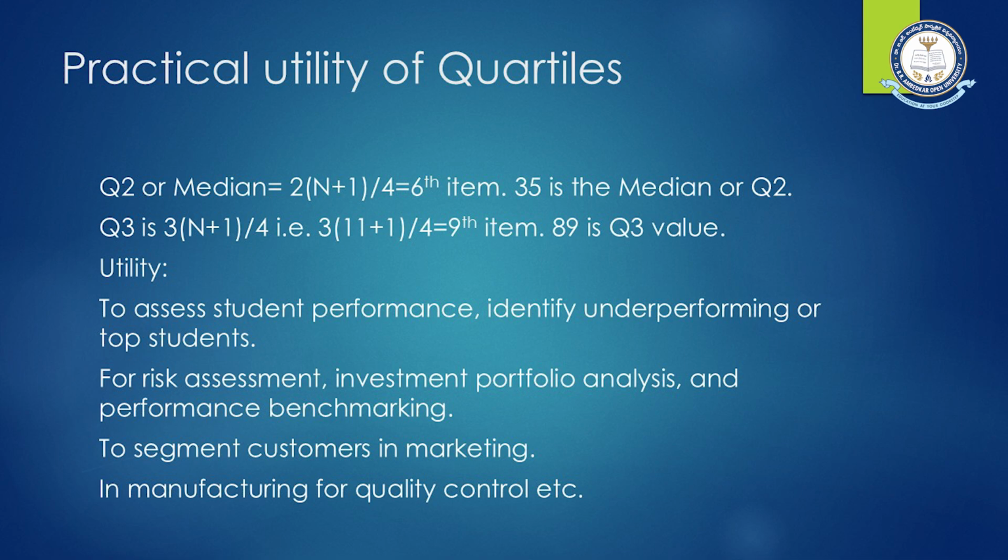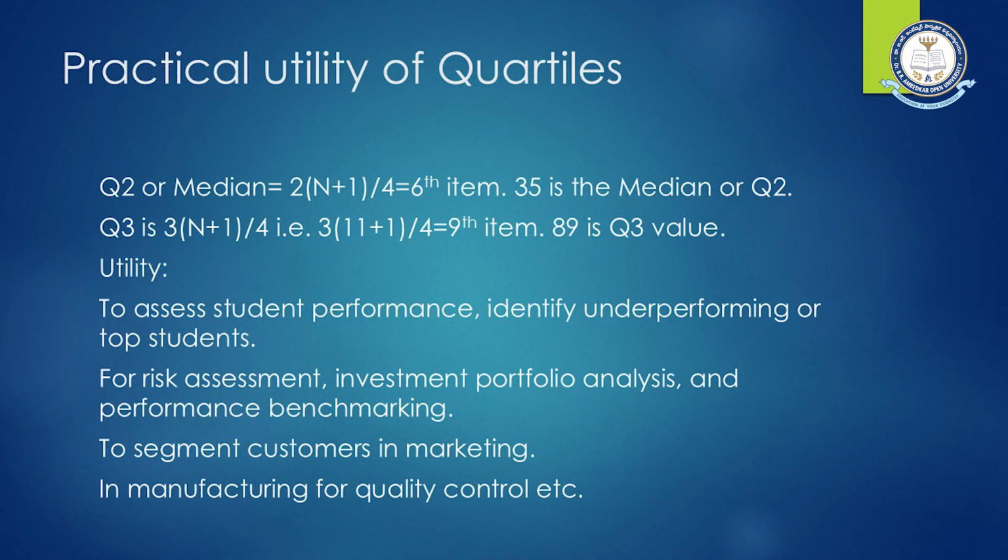So, for example, in the above example 11 items are there, 11 plus 1 is equal to 12, 12 by 4 is equal to 3, 3 into 3 is equal to 9. So, the 9th item is 89 and hence the Q3 value is 89.